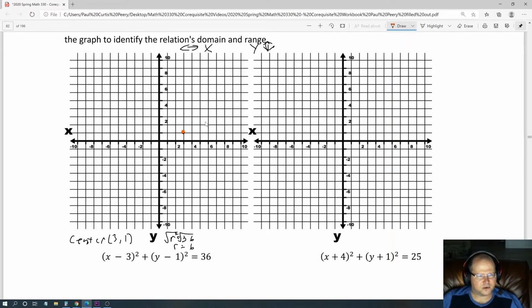1, 2, 3, 4, 5, 6 up. I'm going to go 1, 2, 3, 4, 5, 6 to the right. I'm going to go 1, 2, 3, 4, 5, 6 down. And I'm going to go 1, 2, 3, 4, 5, 6 to the left.